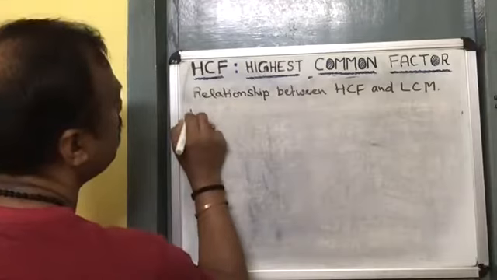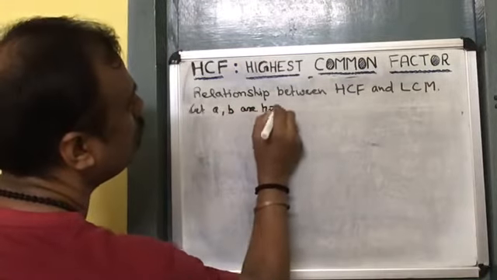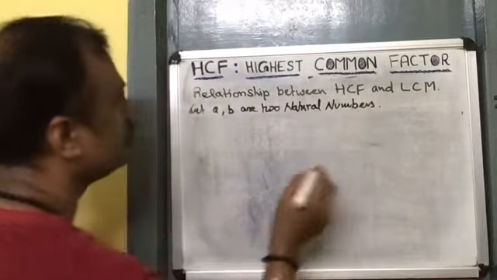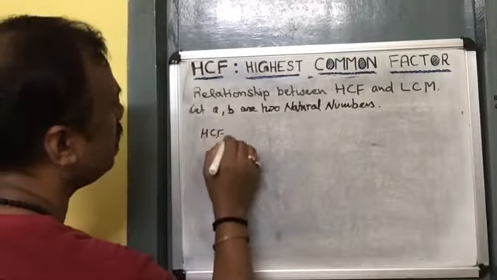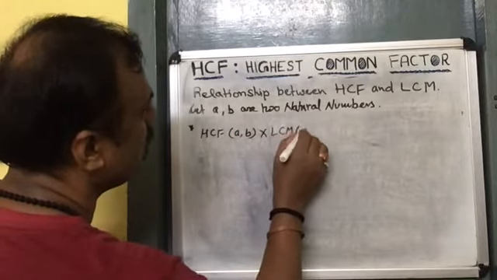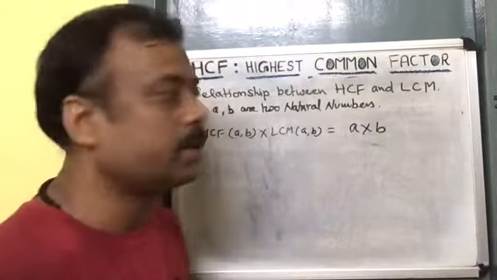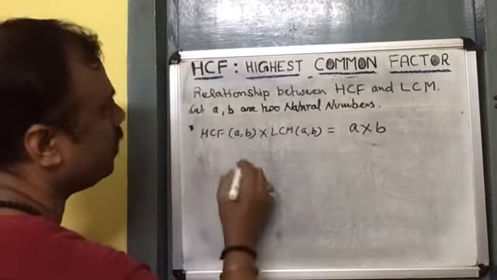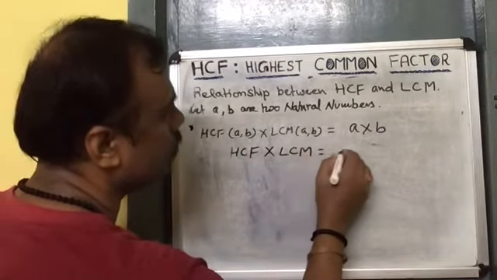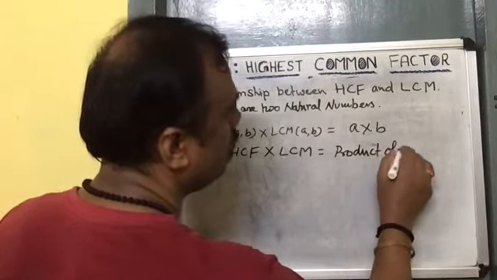So let A, B be two natural numbers. So HCF of A, B into LCM of A, B equals A into B. Again I am going to write: HCF of A, B multiplied by LCM of A, B equals the product of the numbers. You can write the product of numbers.